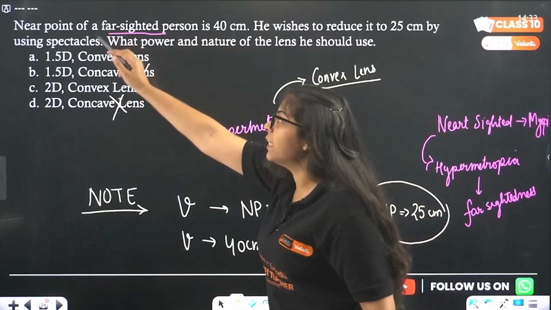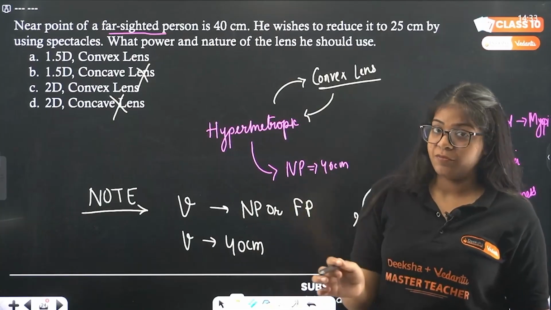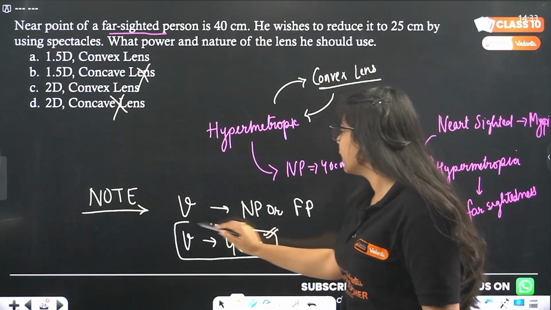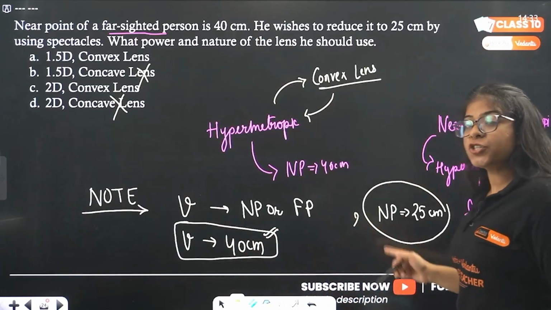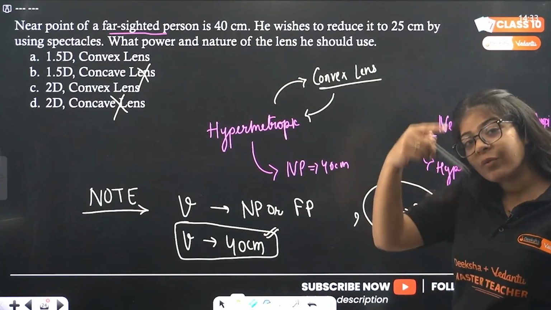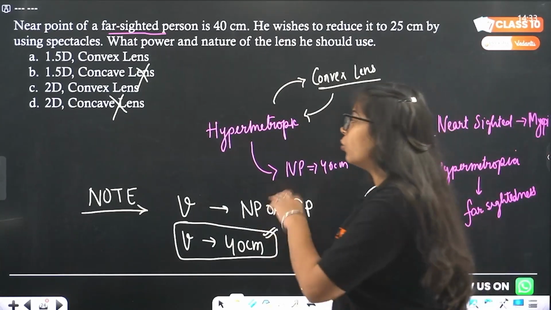Anywhere in the question, a near point or a far point given other than 25 centimeter or infinity will be your image distance. He wishes to reduce it to 25 centimeter. That means he wants to see 25 centimeter objects clearly as well, right? So how do we do that?